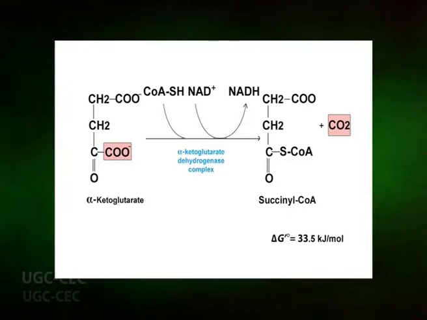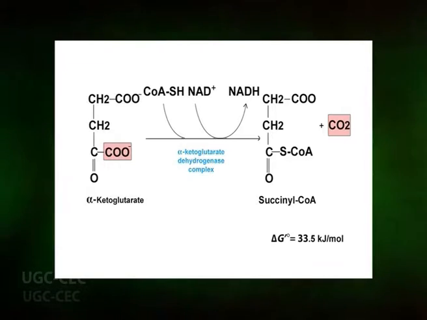The next step is another oxidative decarboxylation in which alpha-ketoglutarate is converted to succinyl coenzyme A and carbon dioxide by the action of the alpha-ketoglutarate dehydrogenase complex. NAD+ serves as electron acceptor in this reaction. The energy of oxidation of alpha-ketoglutarate is conserved in the formation of the thioester bond of succinyl coenzyme A.